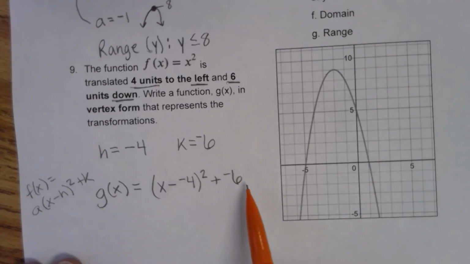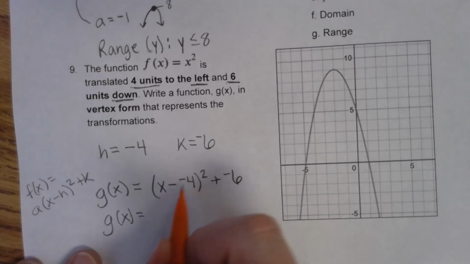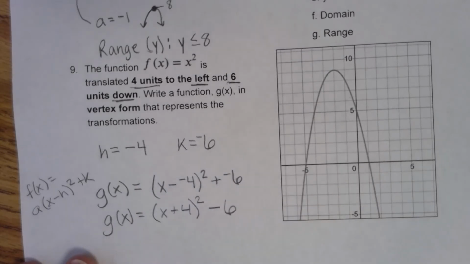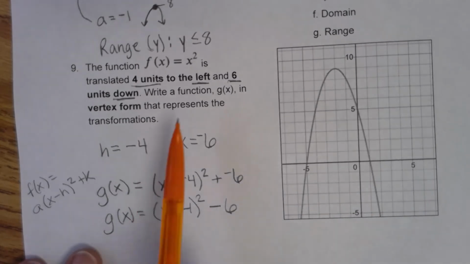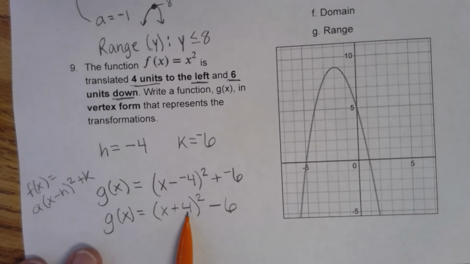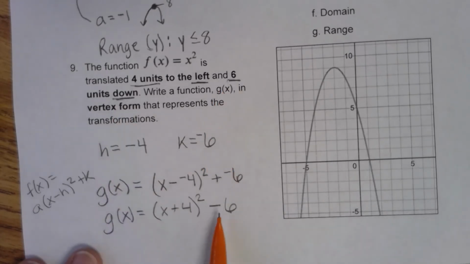So once you plug in those numbers, we really could kind of clean this up. Minus a negative is the same as adding a positive. So you just say plus 4. Don't forget your squared. And plus a negative is really the same as just minus. So when we want to go left 4, we should see a plus 4 in our function. And when we want to go 6 units down, we should see a minus 6.